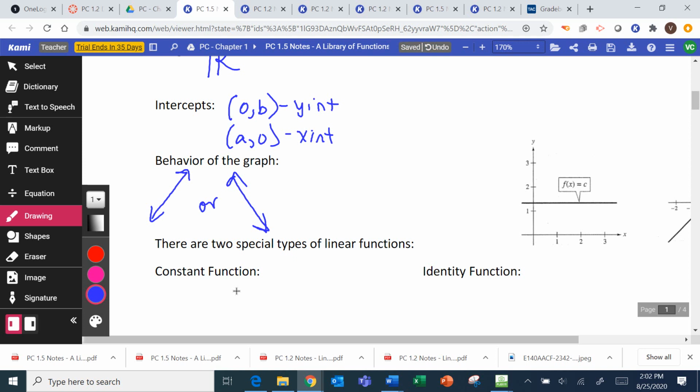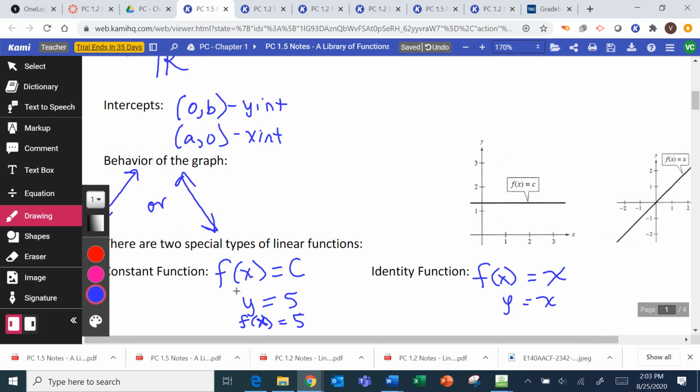There's a couple special types of linear equations. The constant: f of x equals c, where c is just a number. You can see a graph of a constant right over there. That would be like y equals 5, or f of x equals 5. And then the identity function is f of x equals x. Identity means it's equal to itself. So x and y are the same thing. And there's the graph of that as well. y equals x, f of x equals x. They're the same thing.